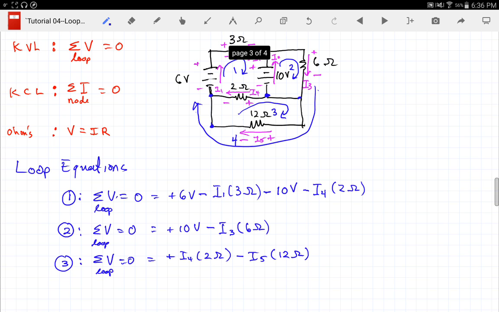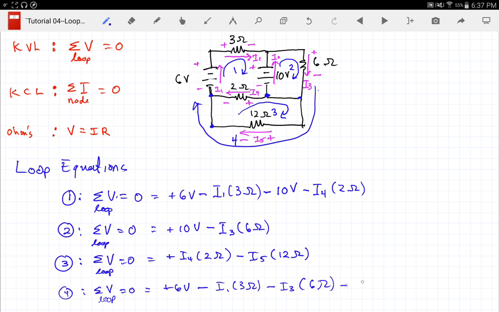And for my last loop, the one that's on the outside, I'll start here, at the bottom. I go up 6 volts, minus I1 times 3 ohms, minus I3 times 6 ohms, minus I5 times 12 ohms. And that's that equation.